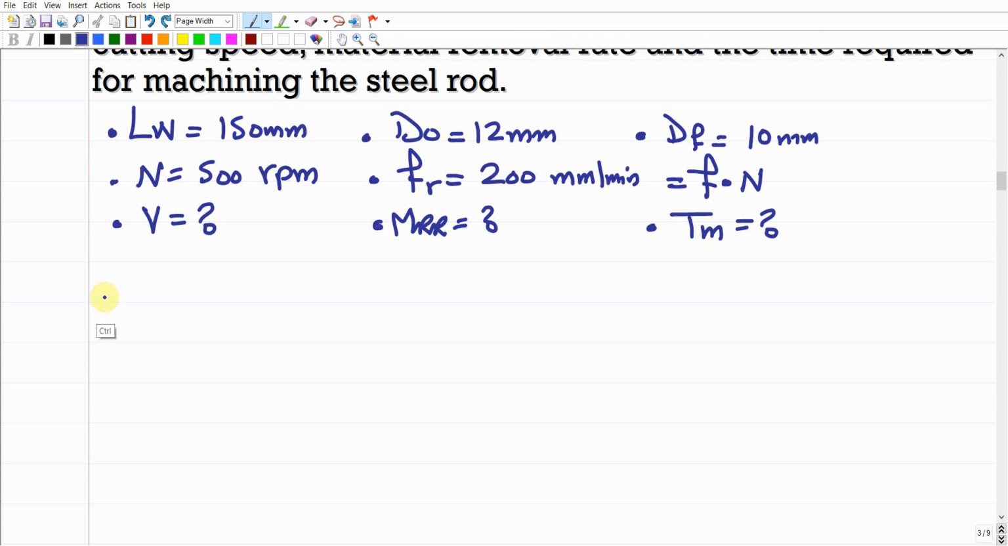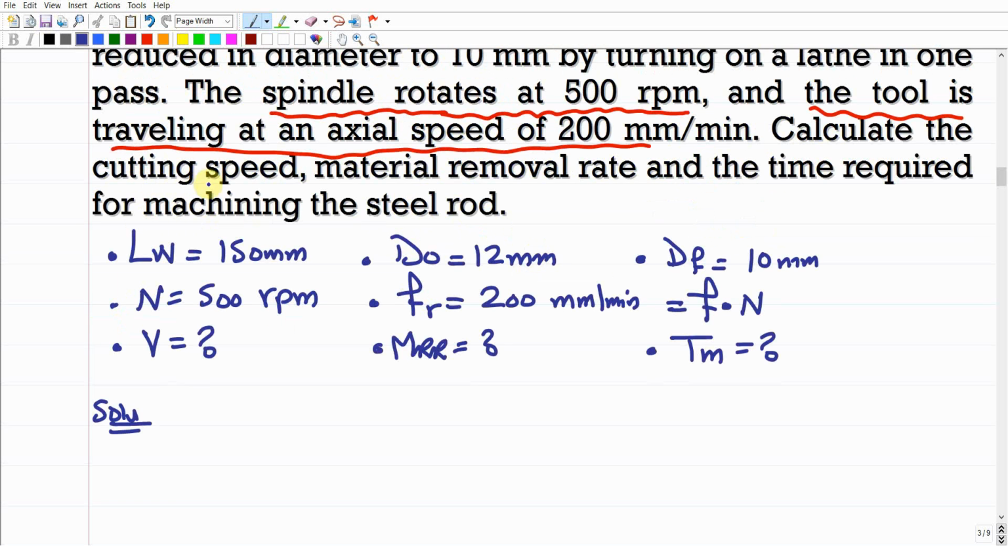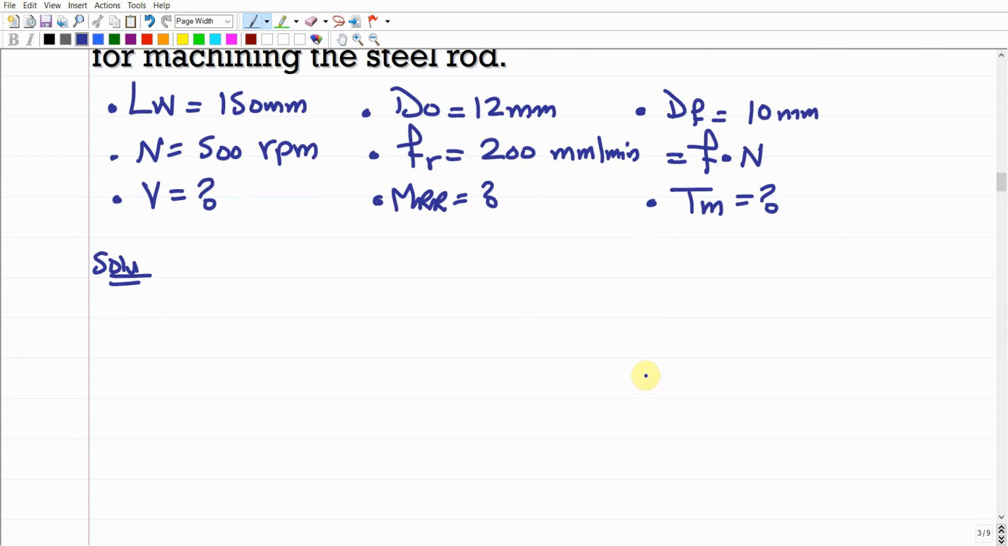So we have to solve this problem in this form. Again, he requires the cutting speed, which is V. He requires the metal removal rate, or how much volume would be removed per unit time. This is also the metal removal rate. And how much time is required to perform the machining operation or to machine the steel rod. This is the machining time, how much it is.